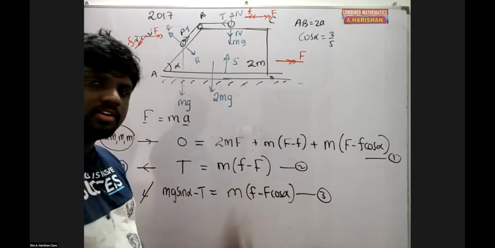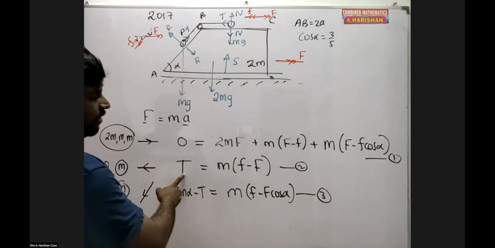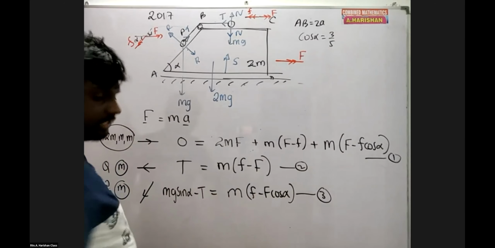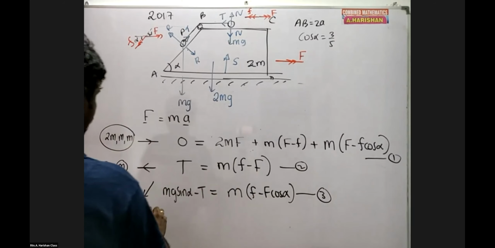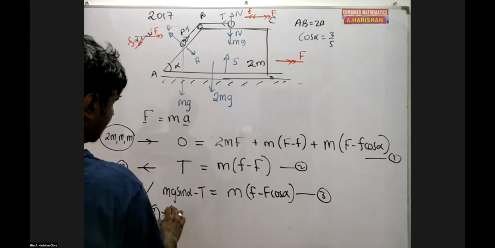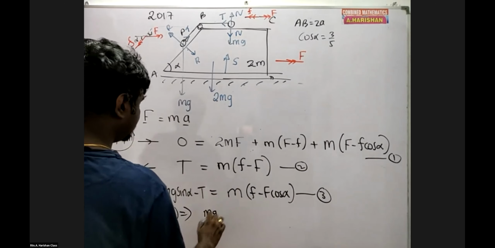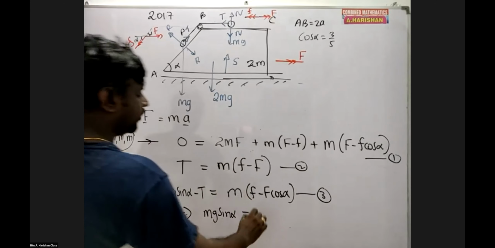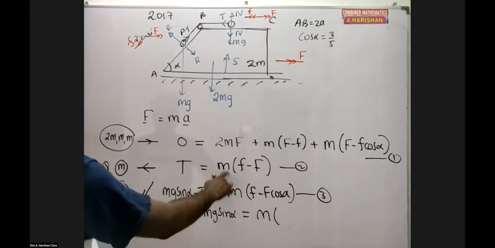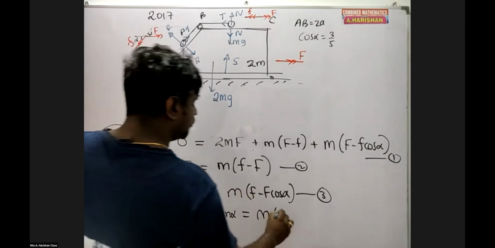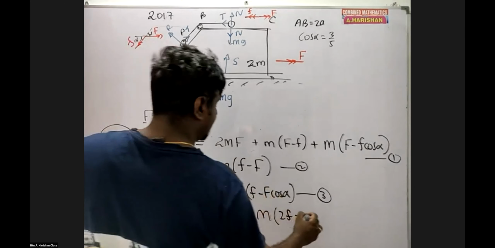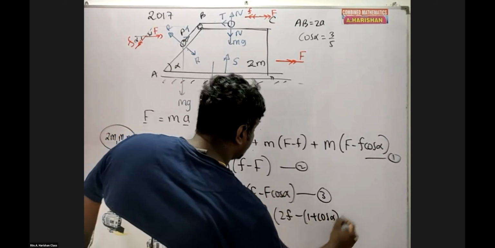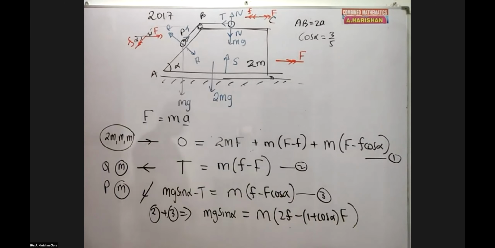Right. So now we are going to solve this. We know that obviously we have to eliminate the T. So we add 2 and 3. Add 2 plus 3, that implies mg sin alpha. If you add, you can take the simple m as common because both are simple. So simple f plus simple f, and here minus, you can take 1 plus cos alpha into capital F, right, like that.